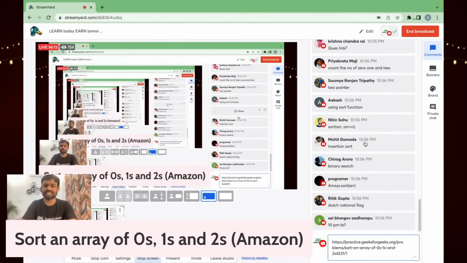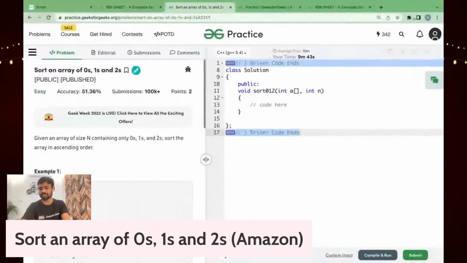The class is from 10 p.m. for basically 1 hour, or sometimes if it is extended, a maximum of 5 or 10 minutes more. As you can see, today also we have started that problem, and it will take some more 10 minutes.